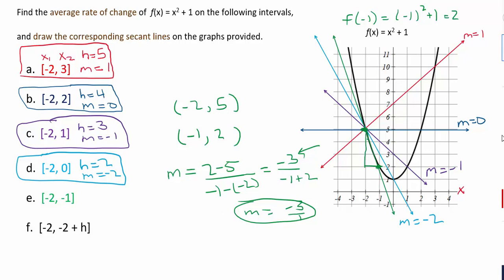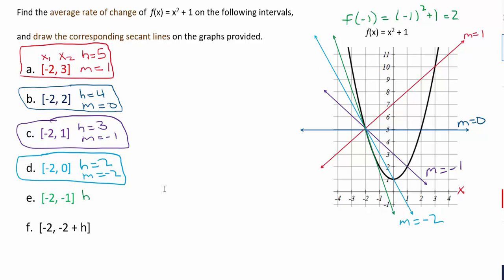And remember that it's this run that we're calling the h value. So if our interval is only 1 unit wide, right, from -2 to -1 is only a 1 unit difference here, we get the slope is -3. So let me summarize that. We picked an interval whose length is 1, and we got the slope to be -3.